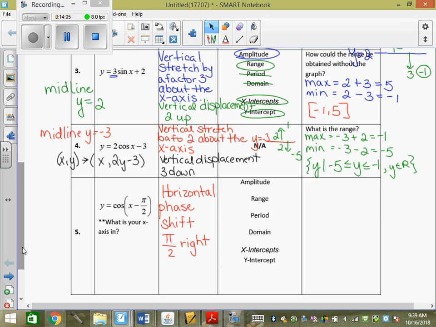So, is my amplitude affected? No, I have no vertical stretch. Is my range affected? No, my d is still 0, and my a is 1. When my d is 0 and my a is 1, my range doesn't change.